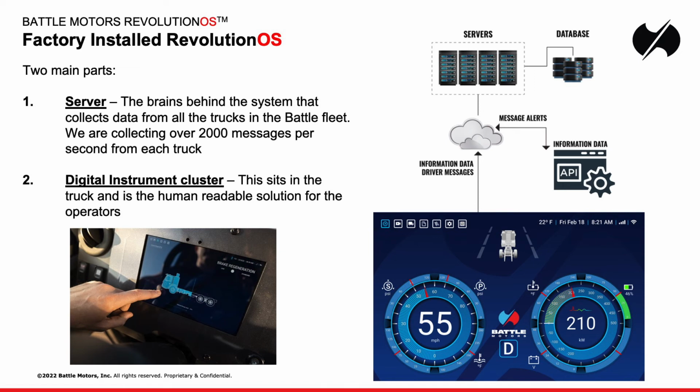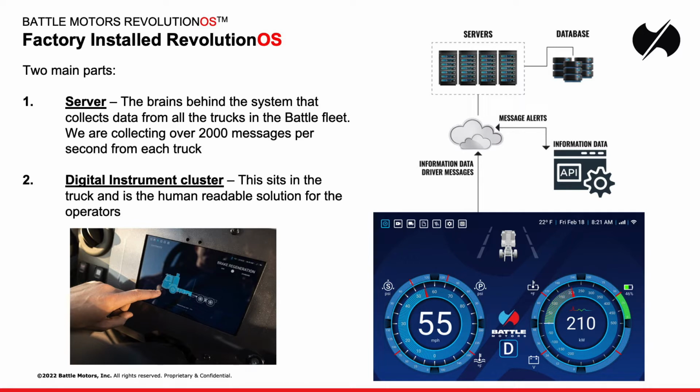What is RevolutionOS? RevolutionOS is our own proprietary software inside the vehicle to be able to collect data and pass data down to the trucks. And you can tell from this architecture, there's really two main parts of RevolutionOS that we use inside the product to be able to have this communication with the vehicles.